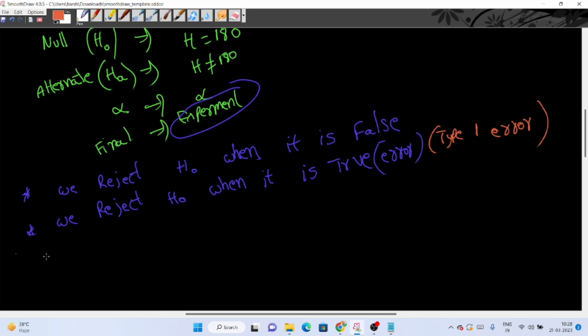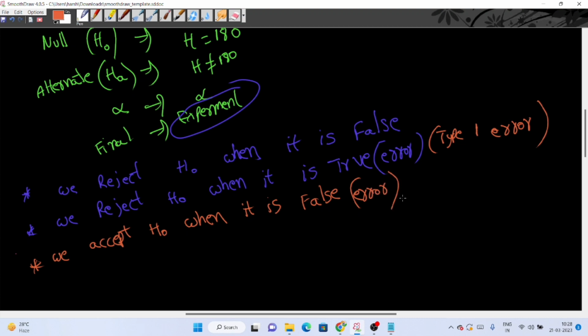And we may also have a third case, maybe like this. We accept the null hypothesis when it is false. That means we accept that H is equal to 180 even though it is false. So this is also going to be an error, and I can call it type 2 error.